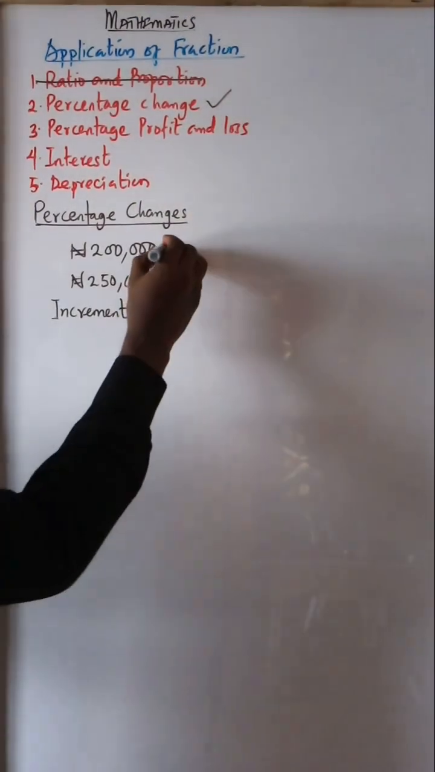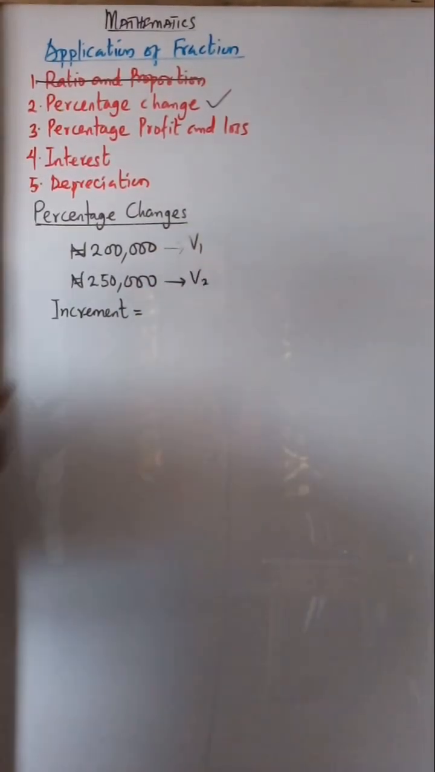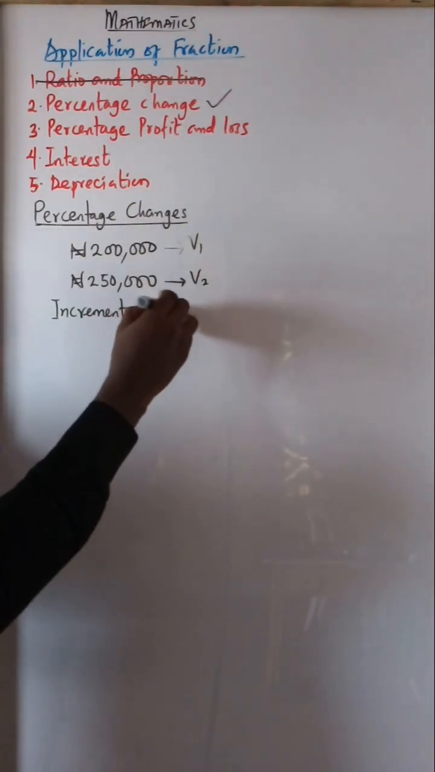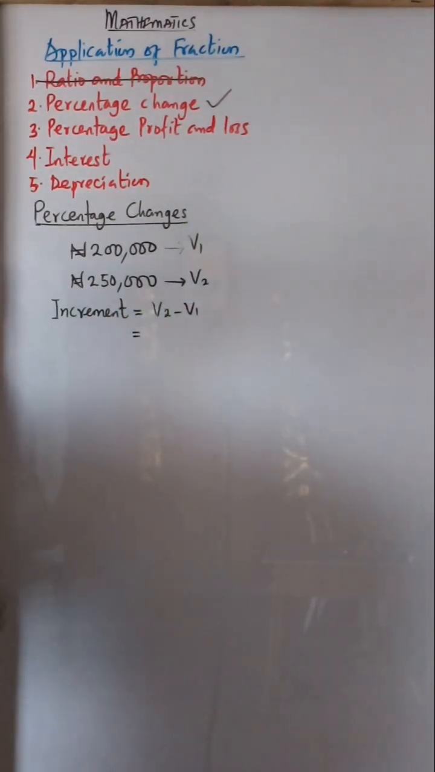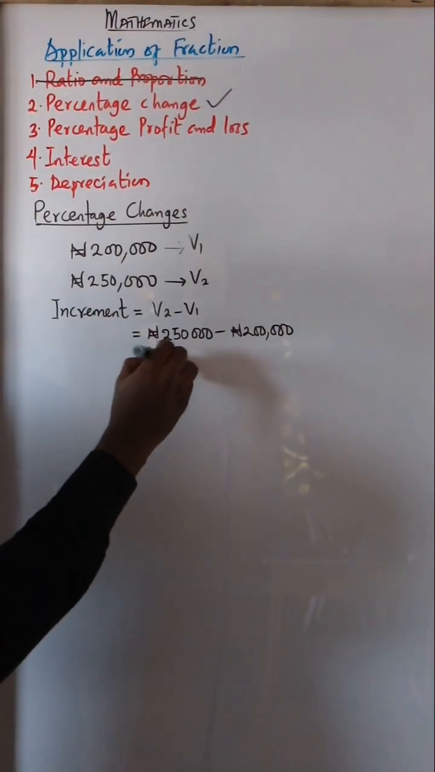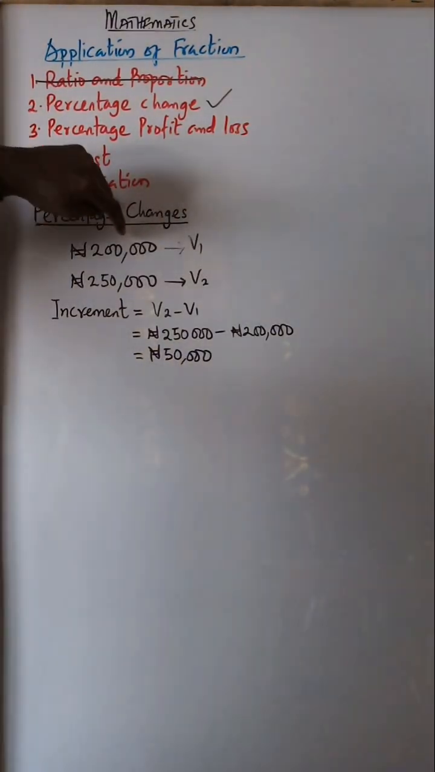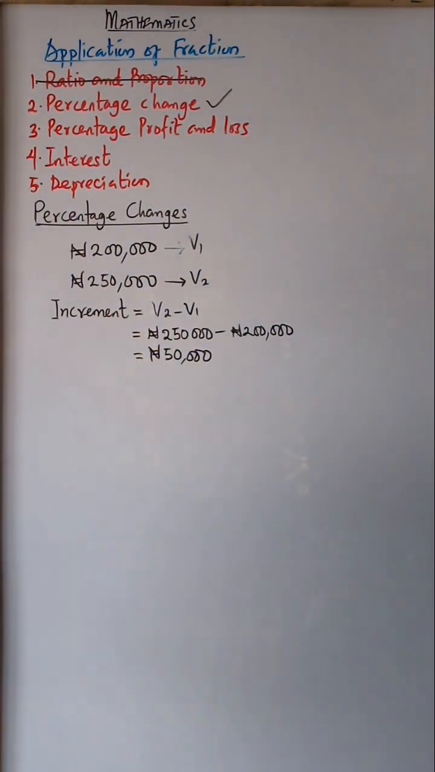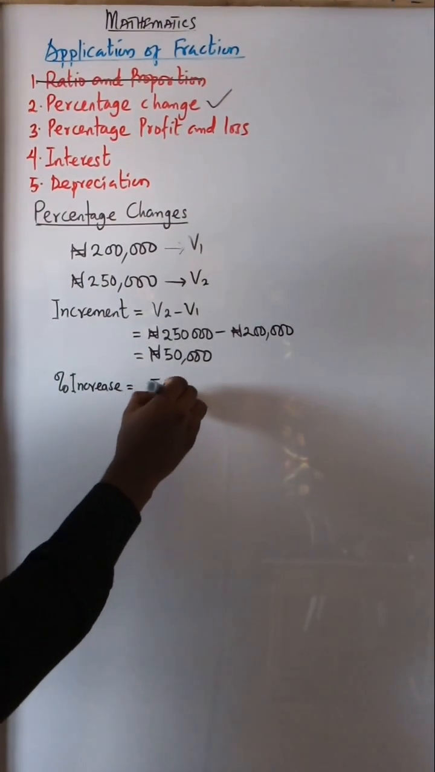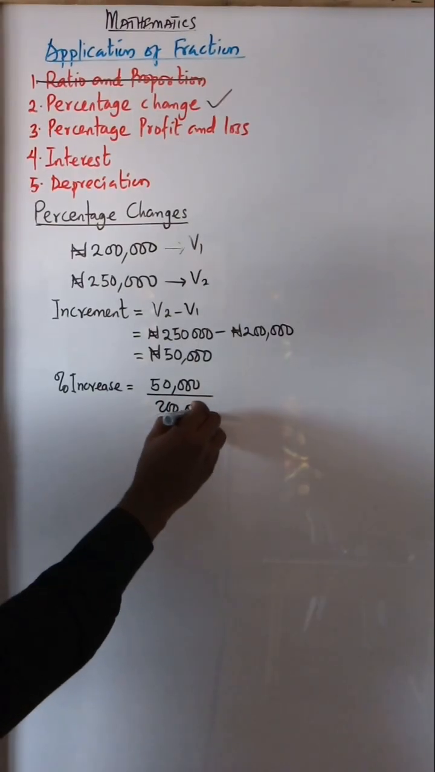So let's call this one the first value, V1. The second value, let's call it V2. So from V1 to V2, there is an increment. So that increment is what? V2 minus V1 in this case is going to be 250,000 minus 200,000, and that will be 50,000. So there is a 50,000 increment on what? On the initial payment. So what's now the percentage increase in this case? So that will be the increment, which is 50,000 naira, divided by the initial value, which is what? 200,000. Note, it's always the initial value.